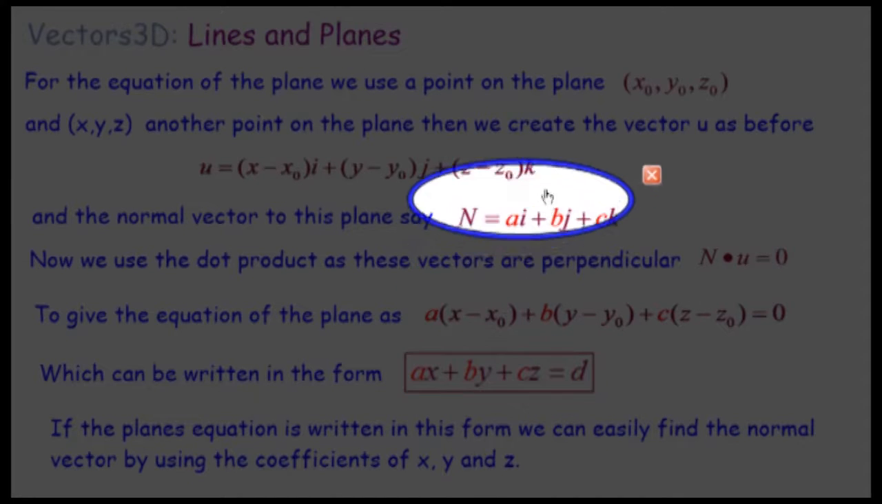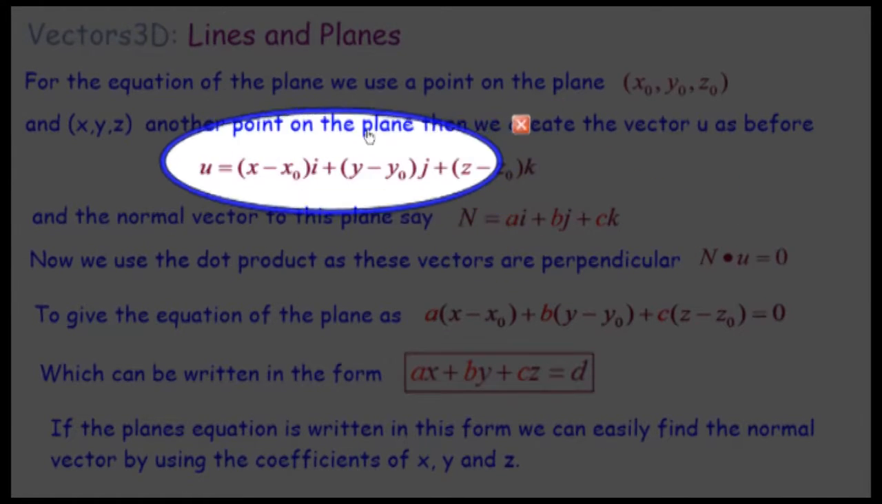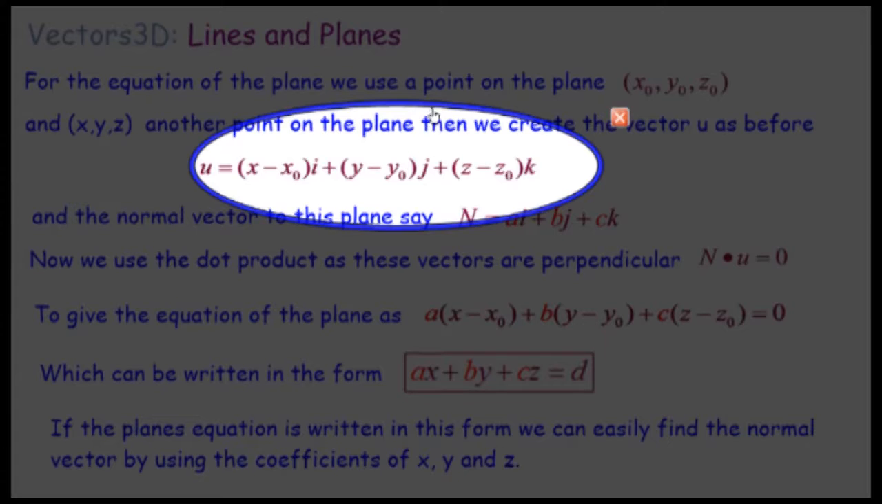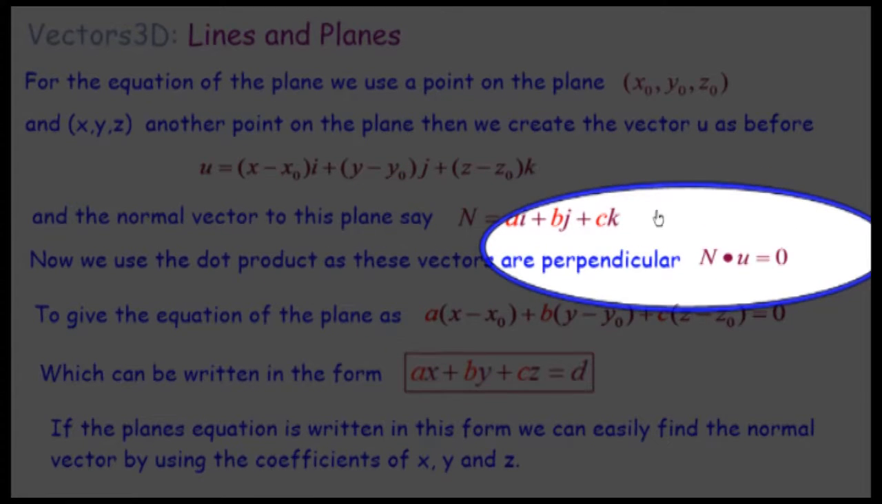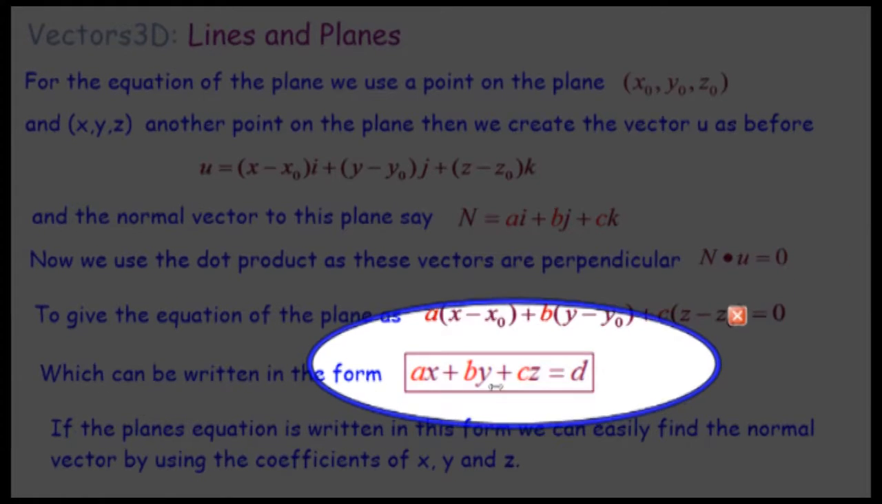So we need the normal, and we're going to use the dot product of the normal with this vector, which we generated from the point x0, y0, z0 to another arbitrary point x, y, z on the plane. Using the dot product gives us this. Remember, the dot product is just the multiplication of the components. So a times x minus x0, b times y minus y0, and c times z minus z0 equals 0. This can then be rearranged, putting the constant on the other side, d.